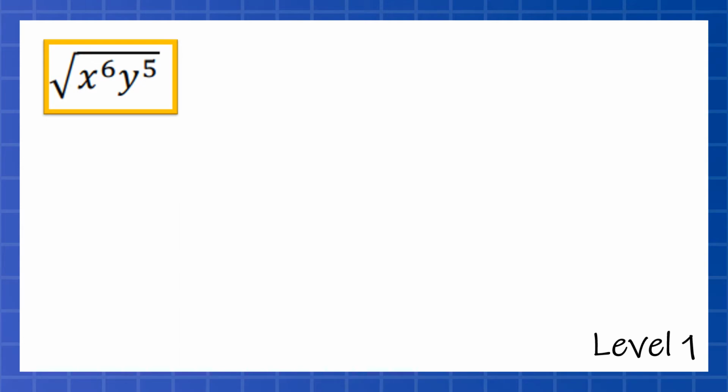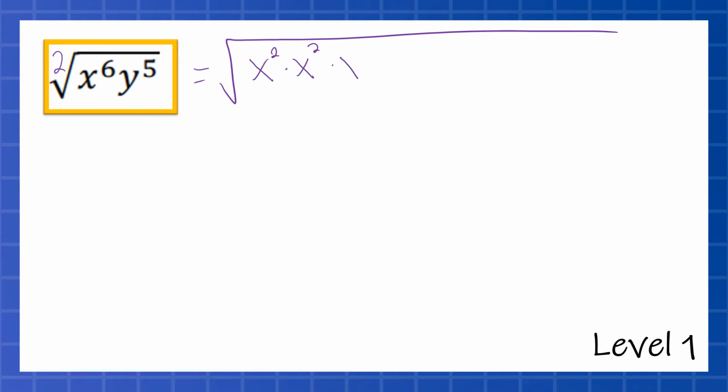First up, I want you to remember that when we don't have an index labeled, we like to imagine there's a 2 there. So I'm going to split this up into sets of 2. Then I would have x squared times x squared times x squared, because 2 plus 2 plus 2 gives me 6. So x to the 6th is the same as x squared times x squared times x squared. I also have y squared times y squared, but now I have a y to the 1, okay? So notice that it doesn't have a pair.